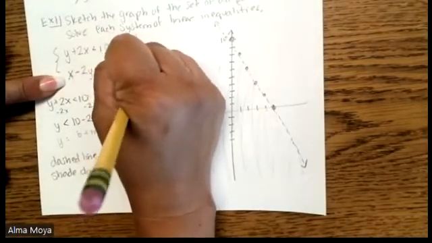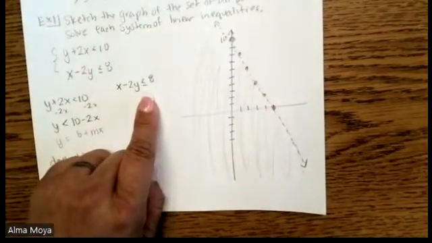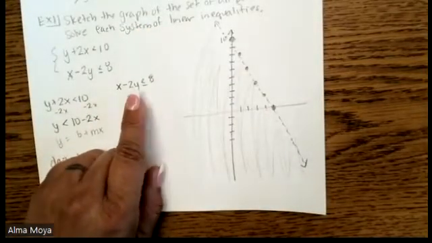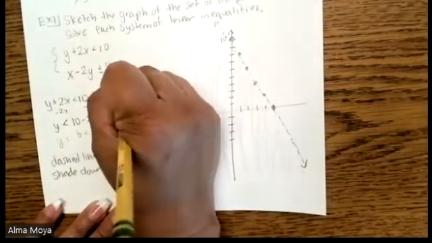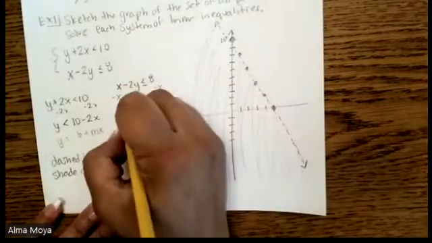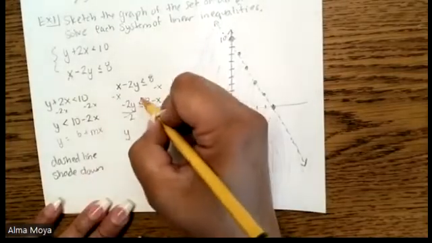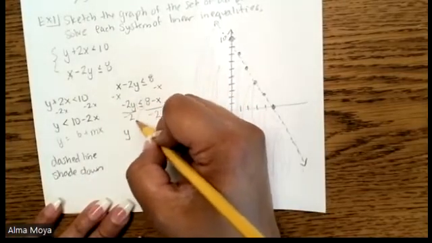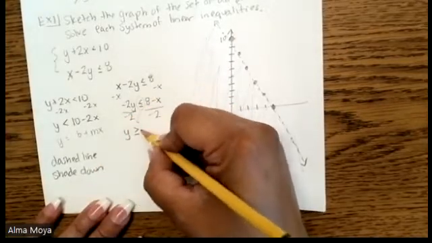X minus 2y is less than or equal to 8. That is going to be with a solid line now, because there's a line on the bottom. We have to solve for y, so I'm going to minus x from both sides. So -2y is less than or equal to 8 minus x. Now, whenever you divide or multiply by a negative, that inequality symbol is going to flip. So it's no longer less than or equal to, it's greater than or equal to.